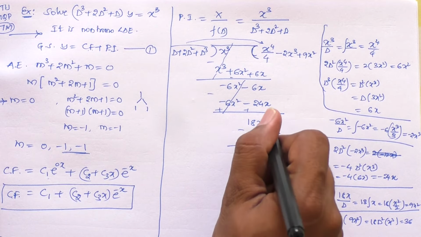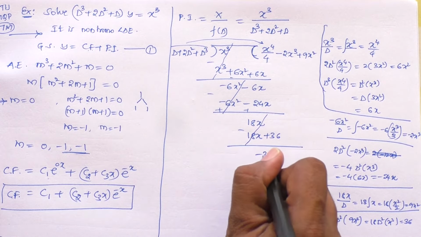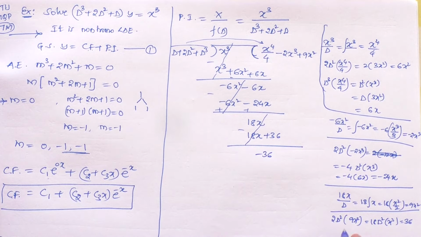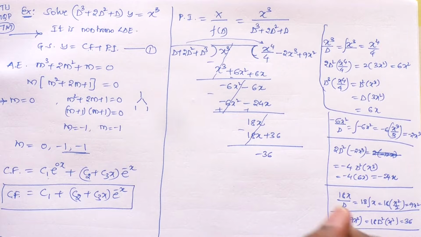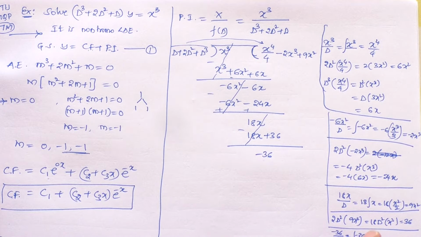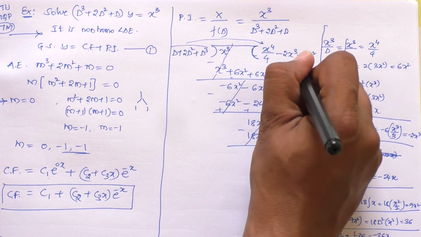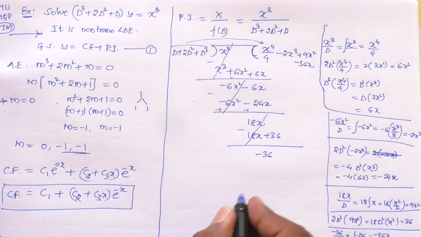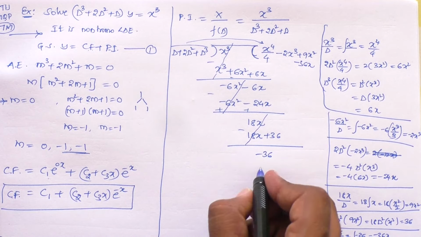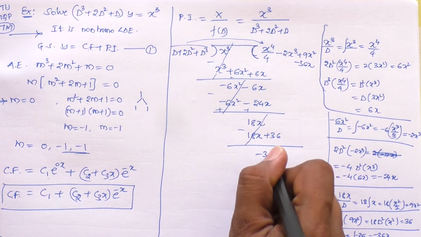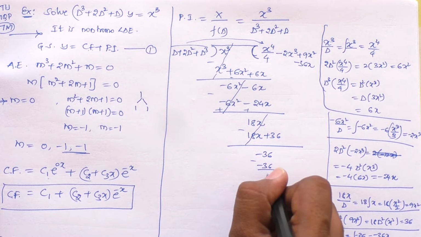Subtract: 18x minus 18x cancels. So minus 36. Now lastly, choose another quotient: minus 36 divided by D, which means integration of minus 36, which is minus 36x. So minus 36x. Differentiation of minus 36x gives minus 36. So minus of minus, plus 36, 0.